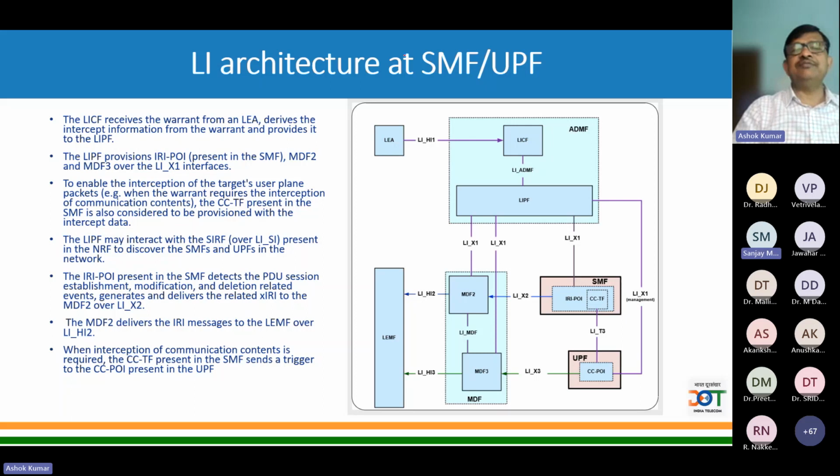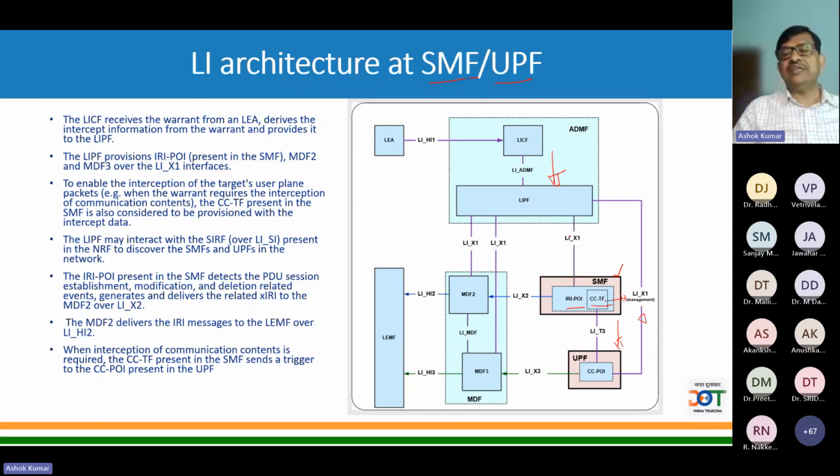Okay. Similar is the case for SMF or UPF. So when SMF and UPF have to be provisioned, as we know, once our admin function receives the warrant, LICF finds out correlation information and passes it on to LIPF. LIPF provisions. In this case, it is provisioning SMF, right? So SMF provisioning means SMF is an IRI. This IRI will be provisioned. It is also a CCTF, call content triggering function for UPF, because UPF is not being directly provisioned. It can only be managed on the X1 interface. So provisioning is done to CCTF.